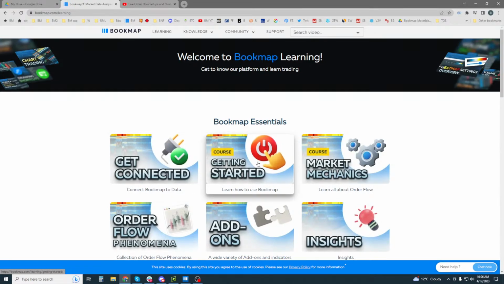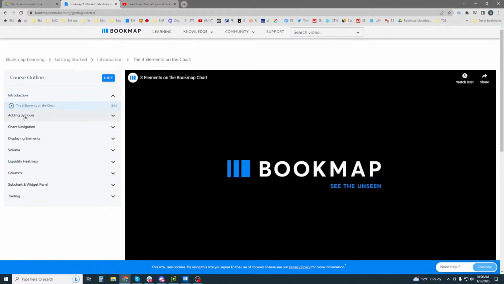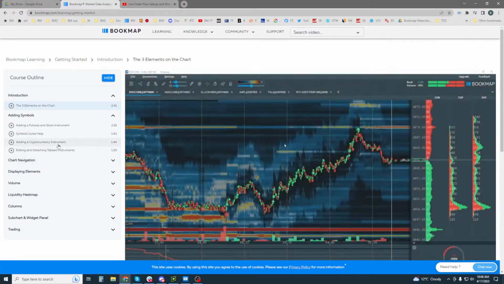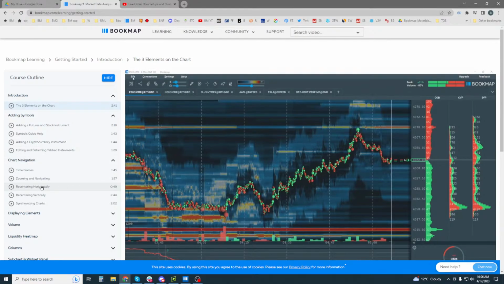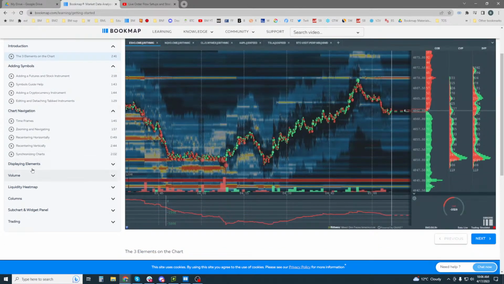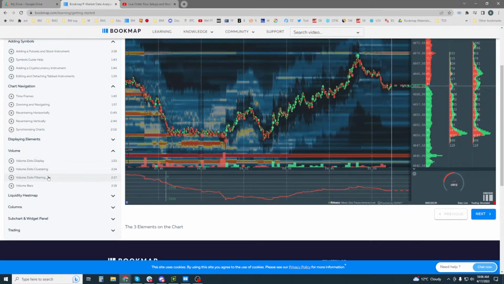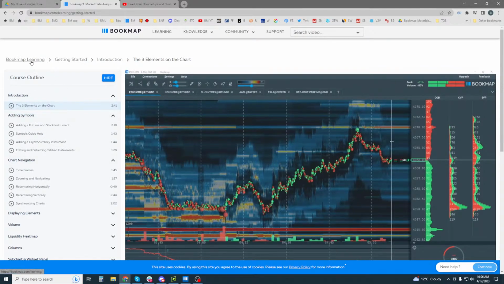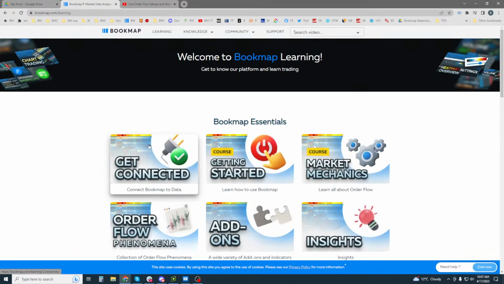This is a new course we put together here to help you understand all the different features and components in Bookmap. They're very short videos in here, adding a symbol, a couple minutes, 1 minute 44 seconds, 49 seconds here. So very short videos on all the different components here in Bookmap. Volume, you see the volume section here. So this should be really helpful for you to understand how to use Bookmap.